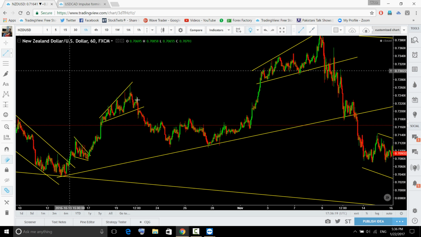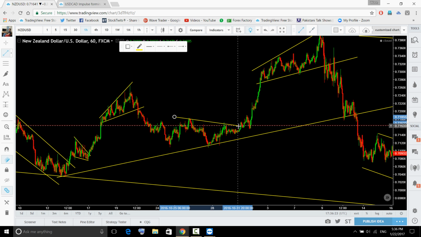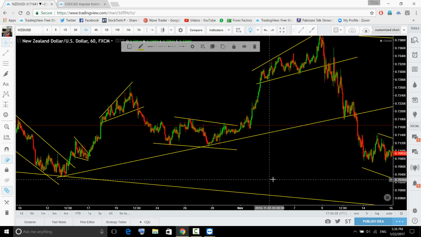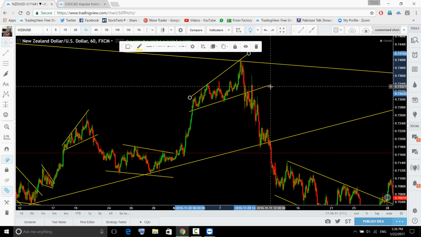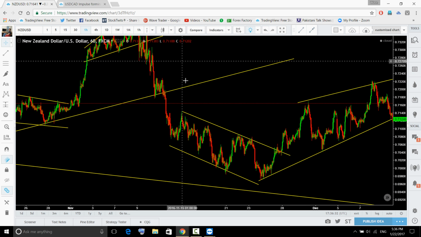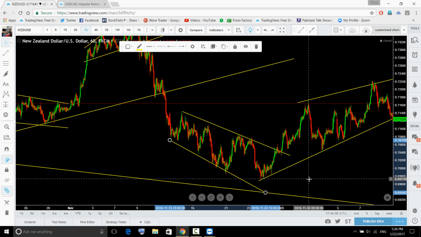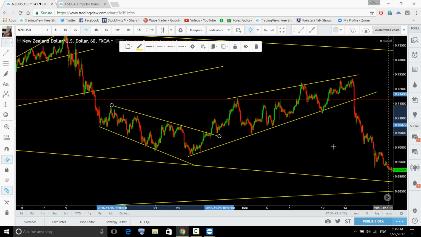Okay, so a trend reversal pattern formed here again, reversing the trend to the upside. A trend reversal pattern formed at the top, broken down, continuation to the downside. Yeah, a trend reversal pattern formed here, broken out with the impulse and continuation to the upside.